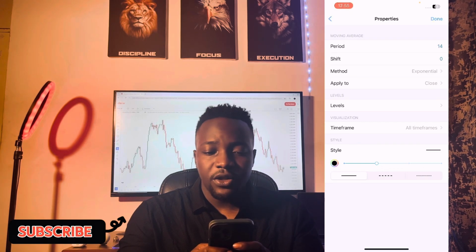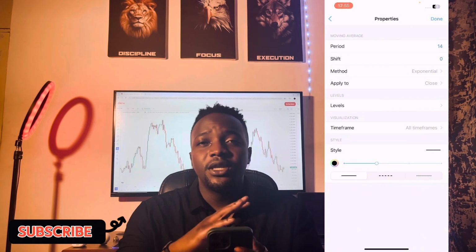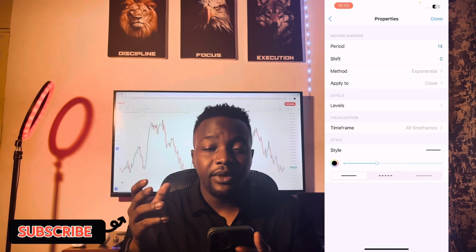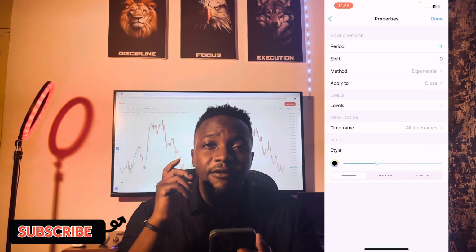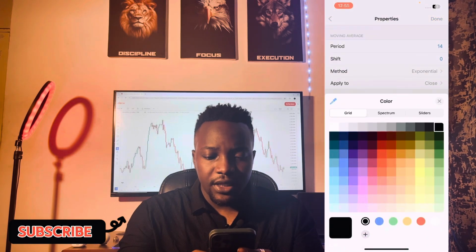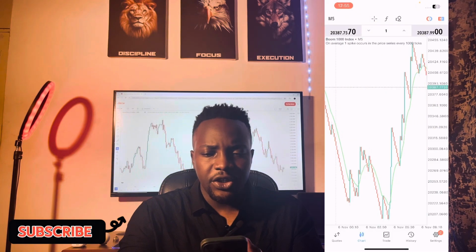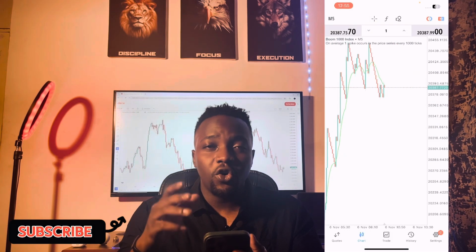and we're not going to have any levels on this one, but on visualization, just allow it to be on all time frames, although we have agreed that we're going to be using the 5-minute time frame and the 15-minute time frame for the following setups. Okay, on our style, I'm going to choose this green color and I'm going to click done. And as you can see, we now have a green moving average on our charts.